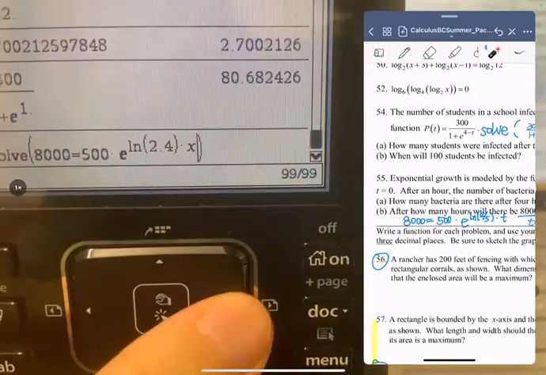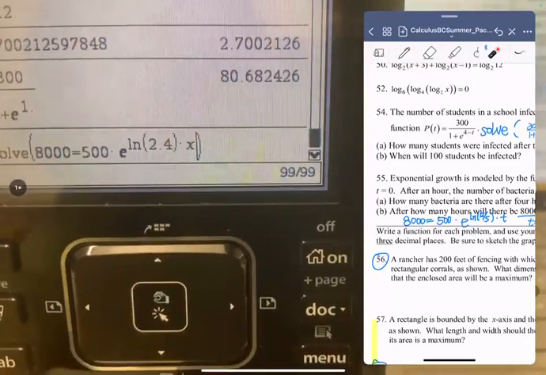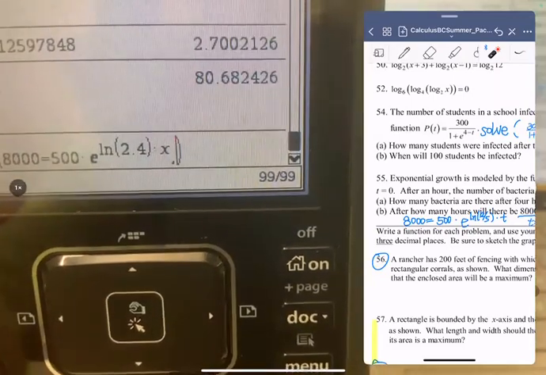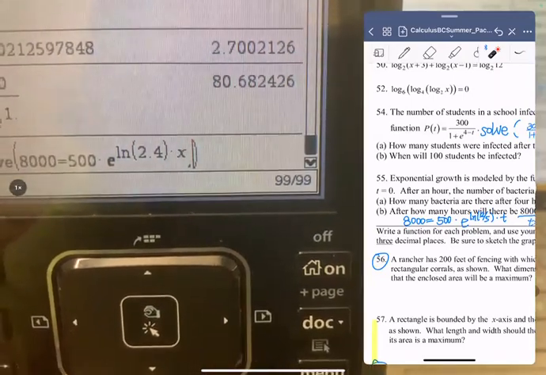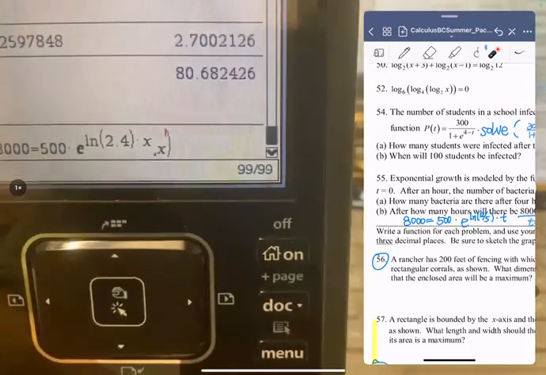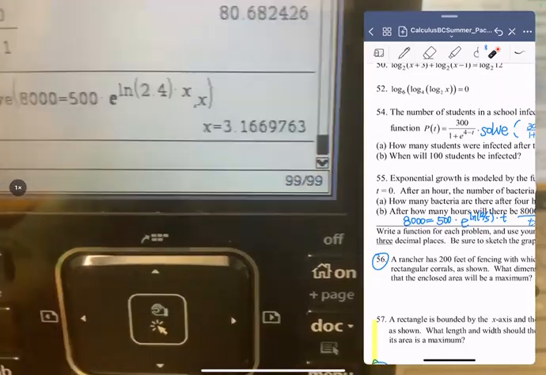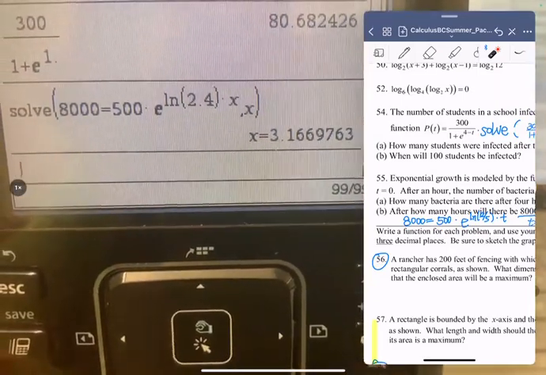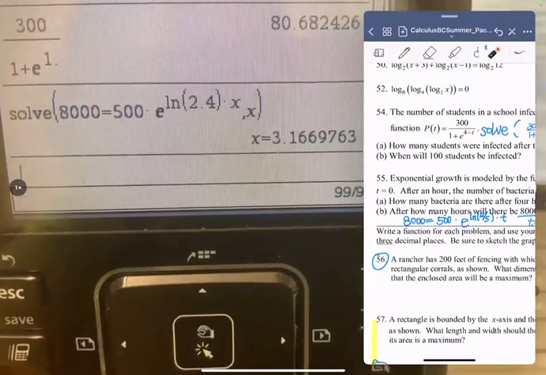And then you do a comma. Because the one variable you want to solve for is x, you type in x and then you enter. Okay. Using this way, you can get the solution very fast.